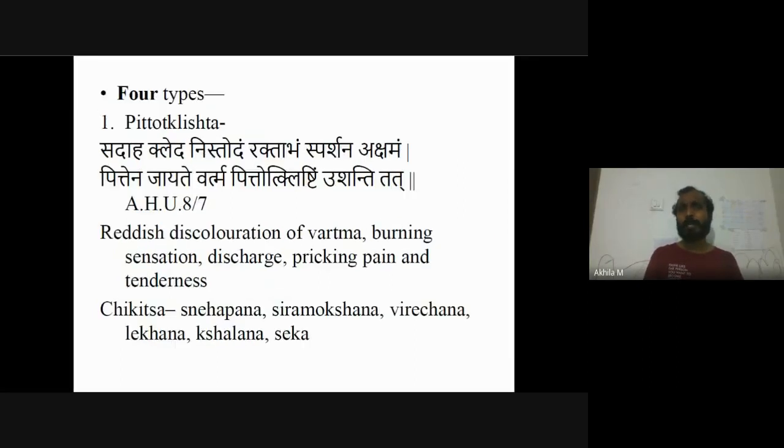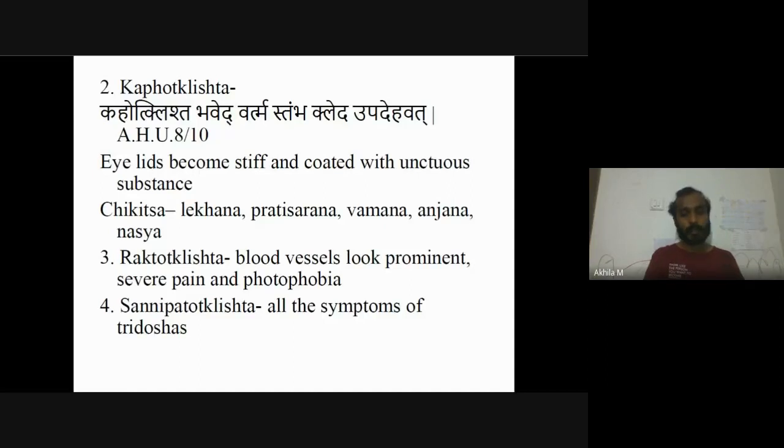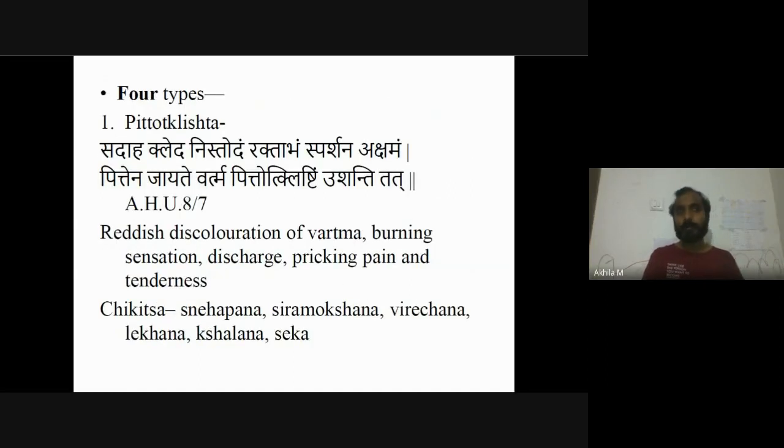So different types are there. Four types of Utkrishta Varma are there: Pitto Utkrishta, Kabo Utkrishta, Rekto Utkrishta, and Sannipata Utkrishta. These four types of Utkrishta are told by Vagbhata Acharya. Pitto Utkrishta: Sadaha, Kleda, Nistoda, Dektamam, Sparsana Akshamada.